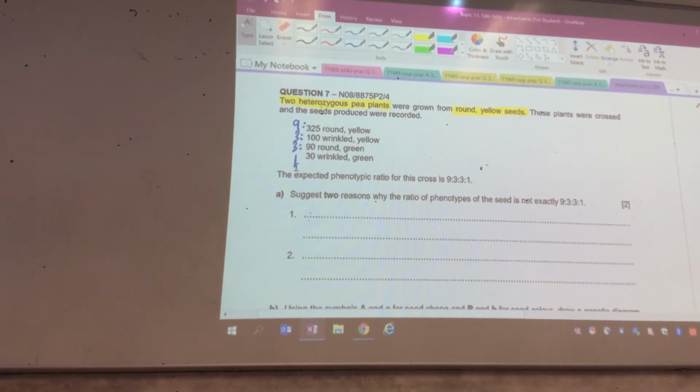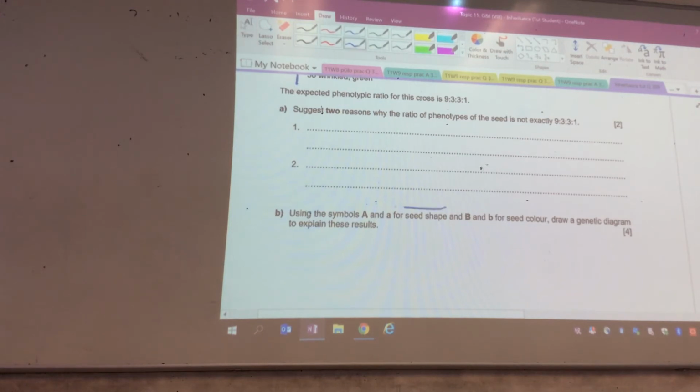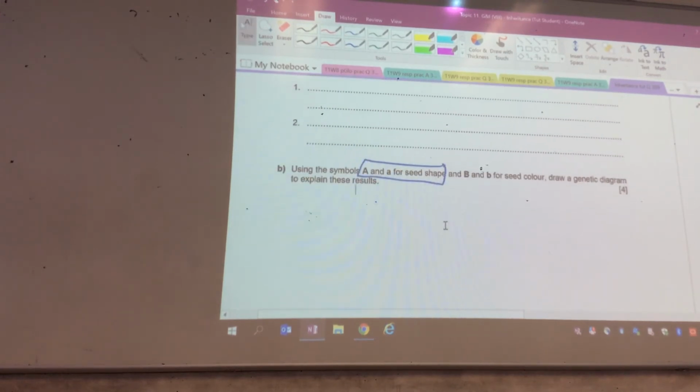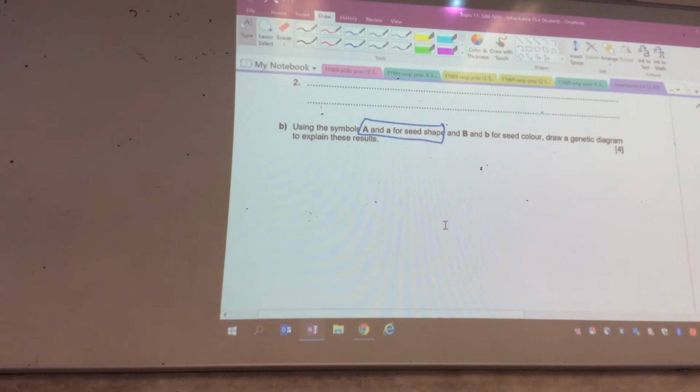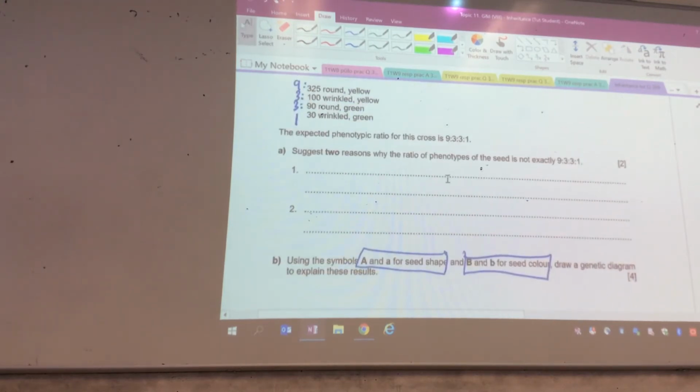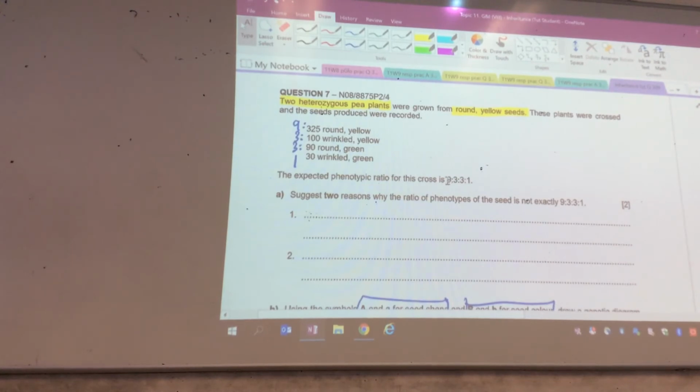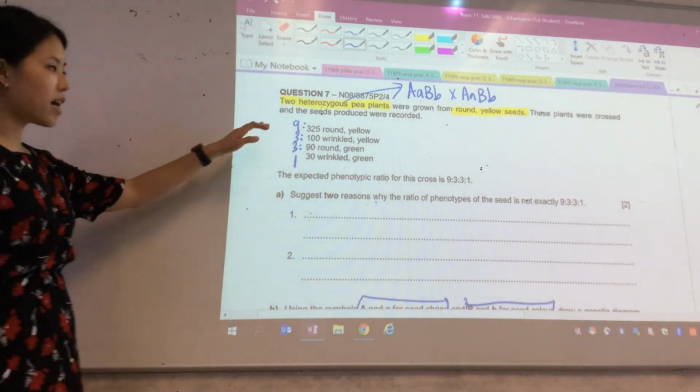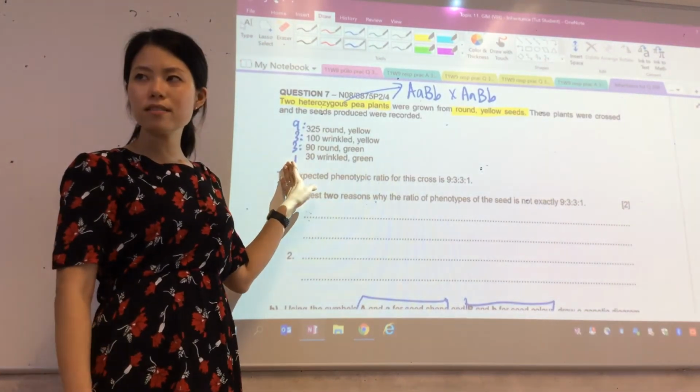Okay, so basically, if you look on further, you know that there are two gene loci, right? The first gene locus is for seed shape, which they use alphabets big A, small a. And the second gene locus is for seed color, that they use big B and small b. So based on this, you can figure out what the parents' genotype is already. They are heterozygous, so big A, small a, big B, small b. So it is two double heterozygotes crossed together. Then you get a 9:3:3:1 ratio. Is this a Mendelian ratio? Yes.